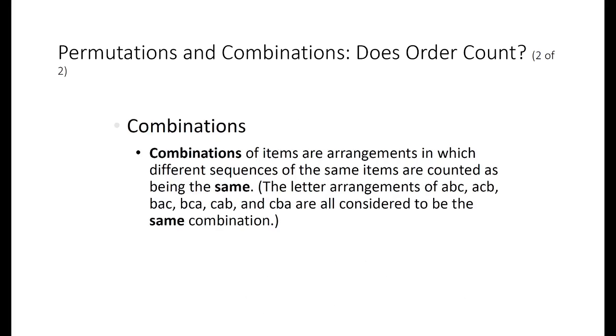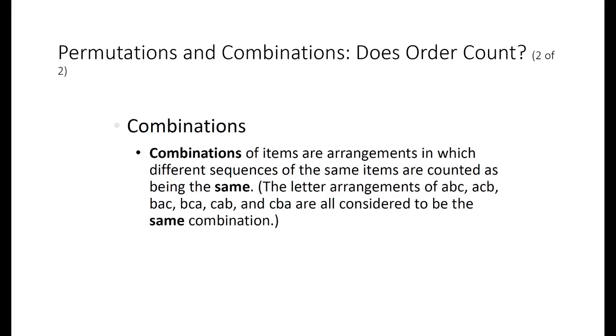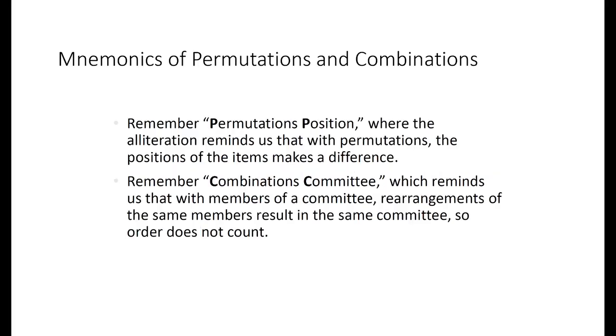Combinations of items are arrangements in which different sequences of the same items are counted as being the same. So we don't care whether A comes first, in the middle, or last. For us in combination, ABC, BAC, and BCA count as one single word. The later arrangements of A, B, C, such as ACB, BAC, BCA, CAB, and CBA, are all considered to be the same combination.